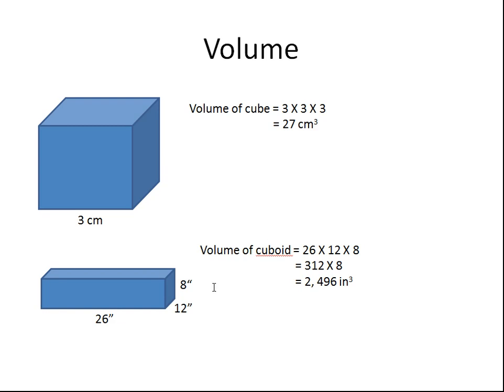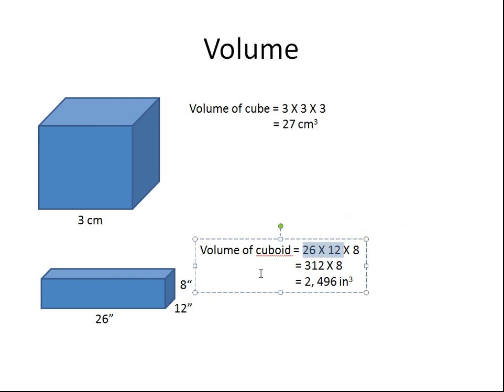Next, we look at the cuboid. The cuboid is a rectangular solid, and it's not equal in length. So in this example, this length here is 26 inches, 12 inches here, and 8 inches high. So the volume of the cuboid is 26 times 12 times 8, which is equal to 312 times 8, which is equal to 2,496 cubic inches.